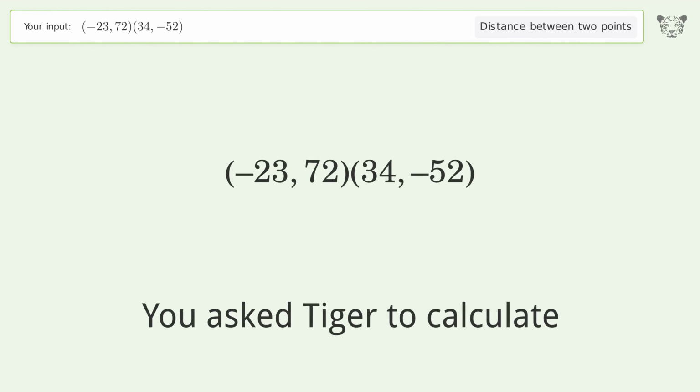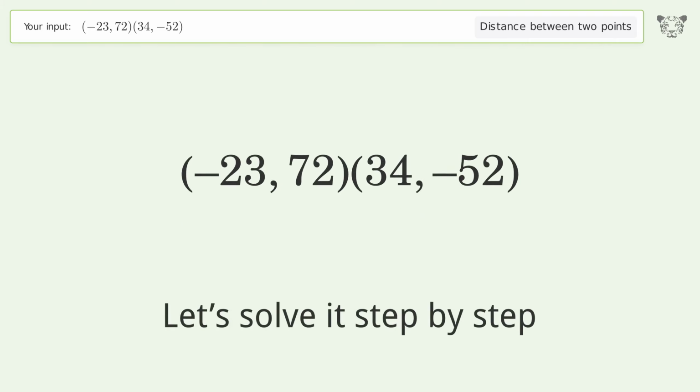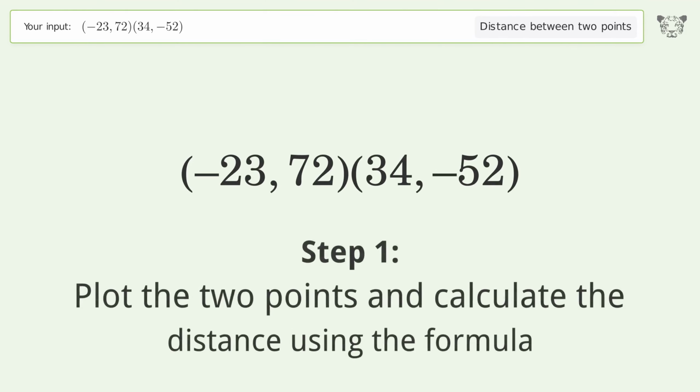You ask Tiger to calculate. This deals with the distance between 2 points. The distance between the 2 points is the square root of 18,625, or 136.473. Let's solve it step by step. Plot the 2 points and calculate the distance using the formula.